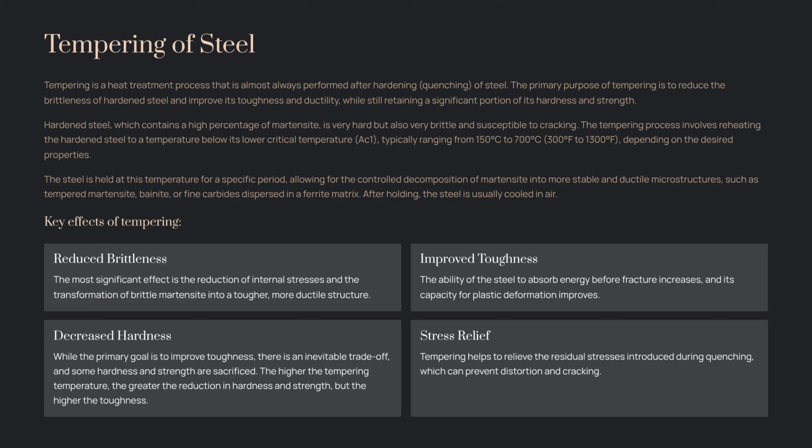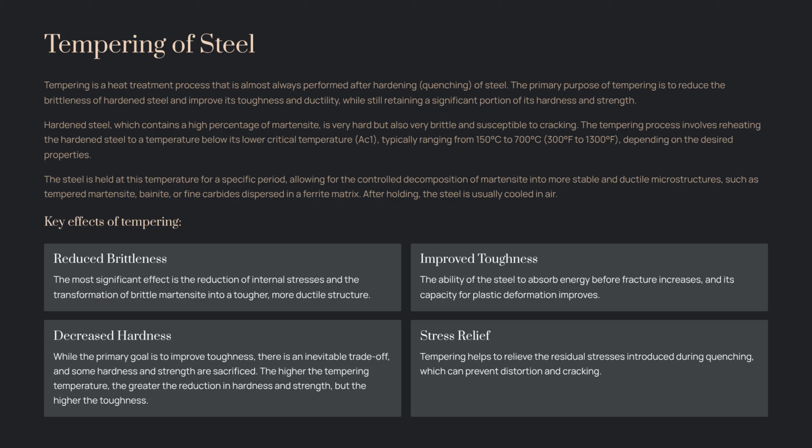The steel is held at this temperature for a specific period, allowing for the controlled decomposition of martensite into more stable and ductile microstructures, such as tempered martensite, bainite, or fine carbides dispersed in a ferrite matrix. After holding, the steel is usually cooled in air.